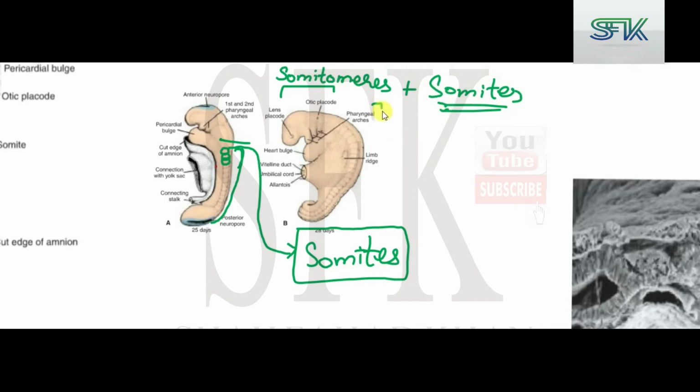But as you go down and as you cross the occipital region and as you go towards the tail end of the embryo, you will only find somites and you will not find any somatomeres. Okay, this is an important fact to remember.